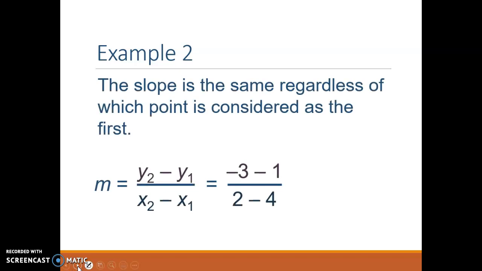Okay, you'll see here, if we reverse it, -3 minus 1 and 2 minus 4, I get negative 4 over negative 2 with a slope of 2. So I reverse the points and plug this back in, and I still find the same slope.